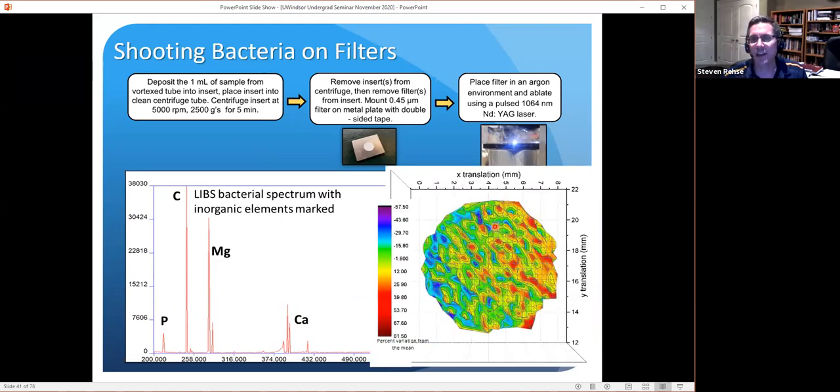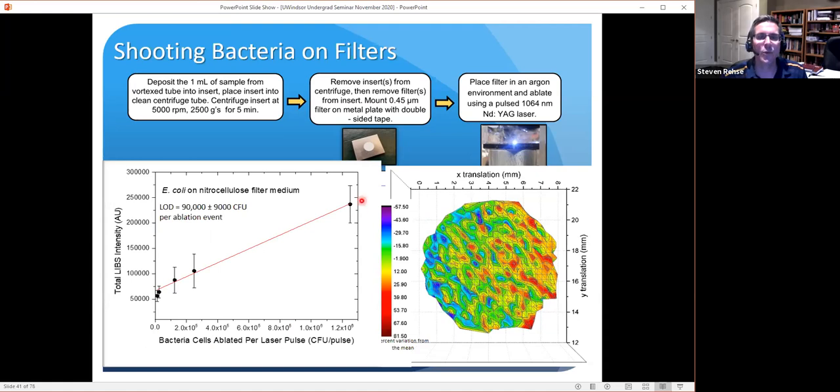So my student did a scan of the LIBS laser across that filter. Yeah, they deposit pretty uniformly. It's pretty nice. When we did that, we could see about 90,000 cells. We call those colony forming units. So every laser shot was shooting 90,000 cells, which is way too many, but at least it works in principle.